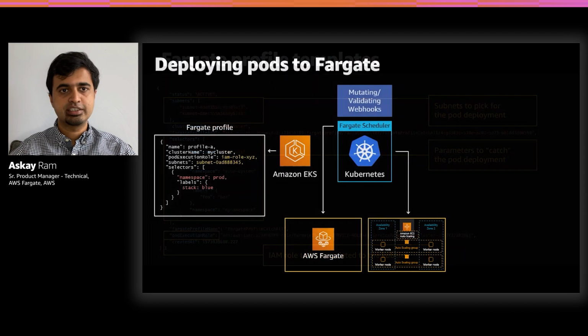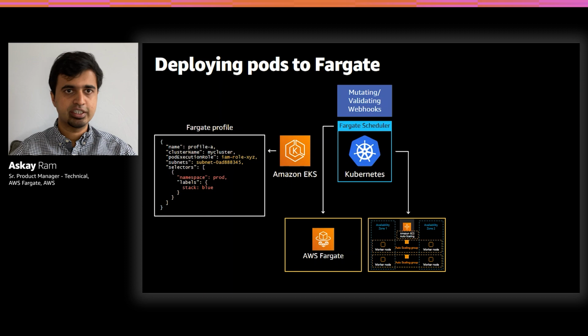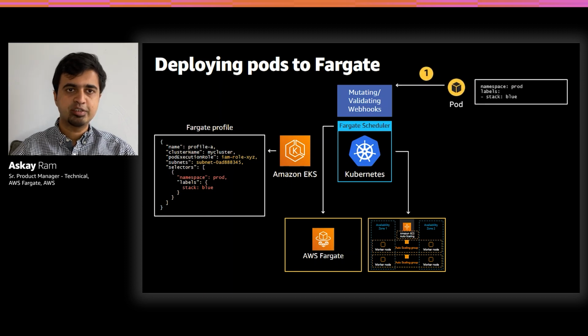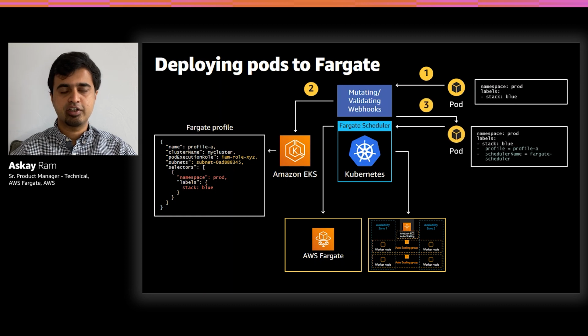The first is, let's say you have a pod. Let's say your application team has a pod spec. And the pod spec is of namespace prod, and it has a label blue associated to it. What we do behind the scenes is we see, does it match the Fargate profile? Does it match a selector in the Fargate profile? And in this case, it does. We then inject the pod using a mutating or validating webhook saying, hey, this pod should be redirected to the Fargate scheduler because it matches the selector in the Fargate profile.